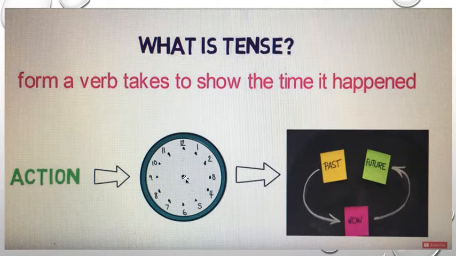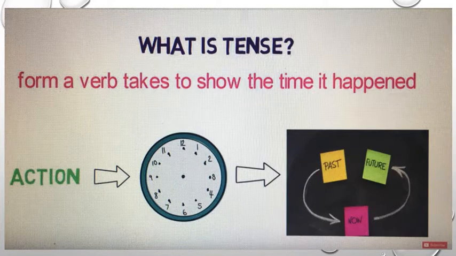Now the time the action took place could be in present tense, past tense or future tense. You have to understand this timeline properly, as we are going to use this timeline for understanding when an action took place with respect to time.